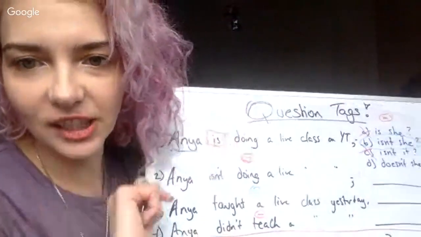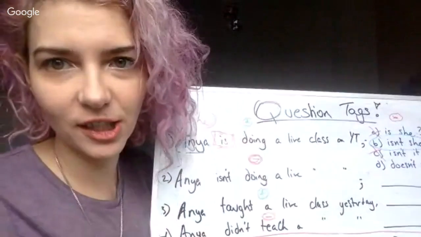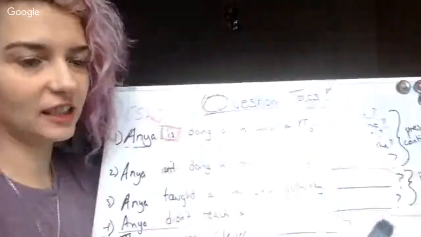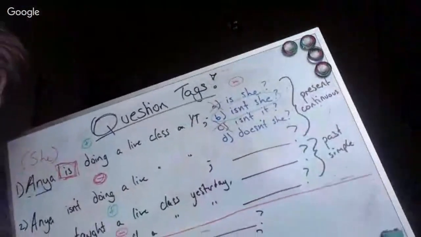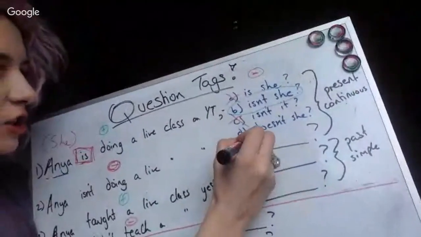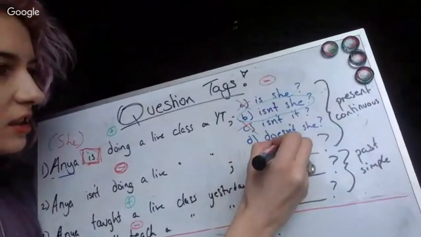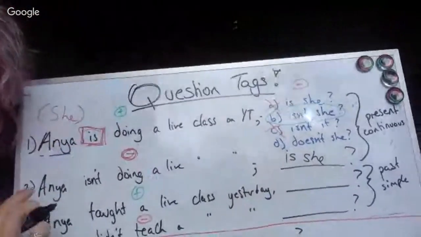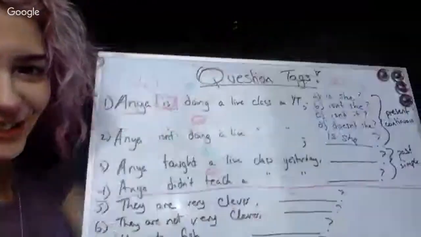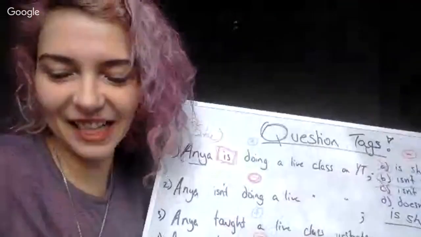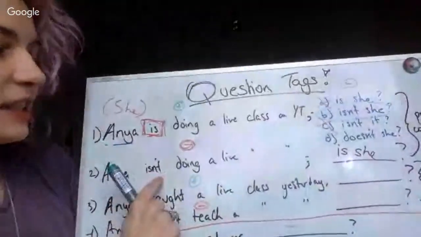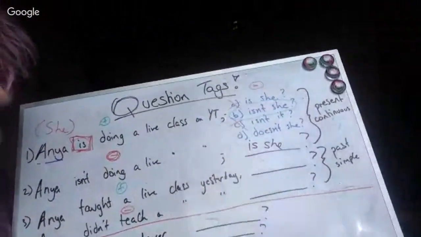Okay. Is she? Good. Mehmet, Kian, you got it correct. The correct answer is Anya isn't doing a live class on YouTube. Is she? Okay. Hopefully you can read my writing. It's quite difficult to hold it up and write at the same time. So you'll notice this part is negative. This part is positive.